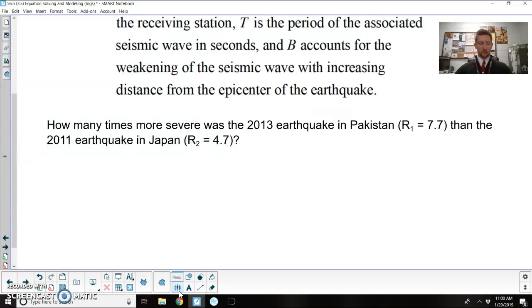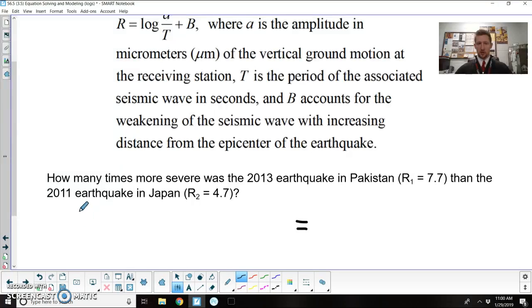Well, what we're going to do is set up and compare the difference between these two things. So I'm going to write out a logarithmic equation. It looks something like this. First of all, I'm going to have this equation, log of A over T plus B, for both of these. So we'll have the log of A1, from R1, compared to T plus B.